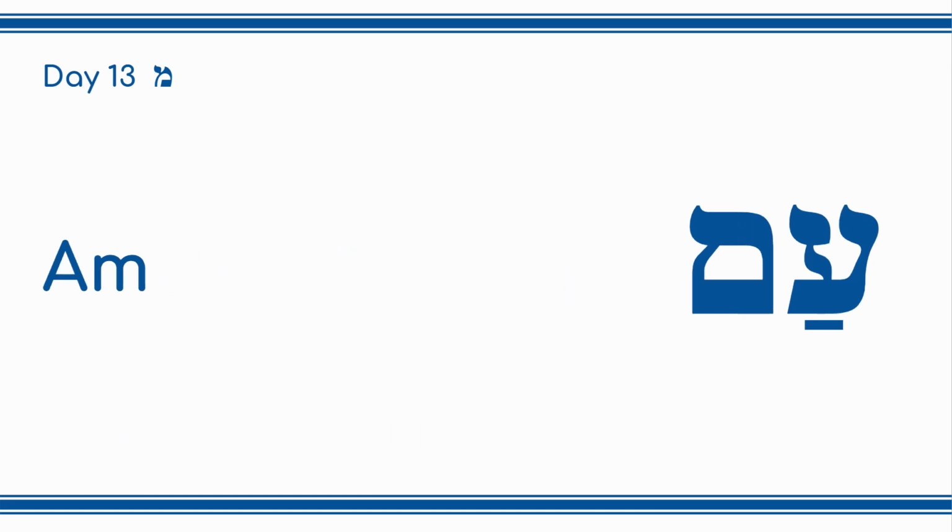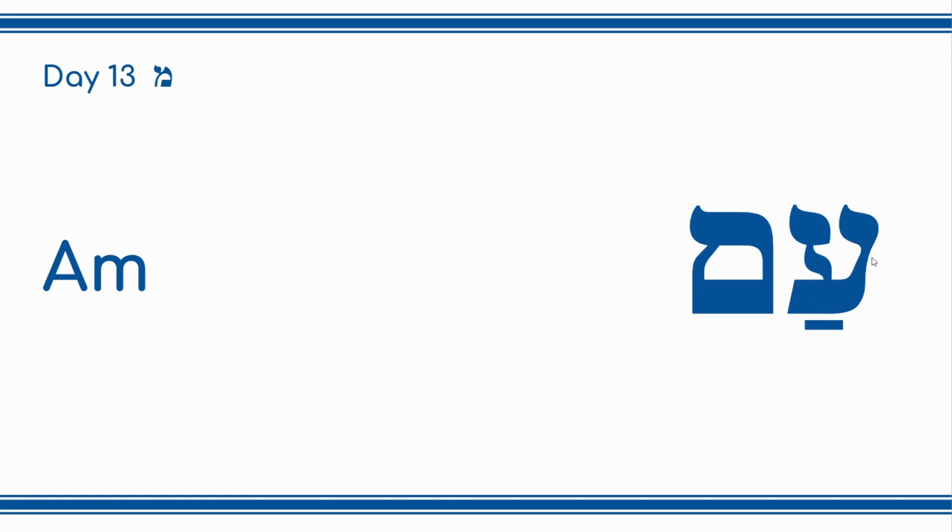Now we're going to look at another word here, and this is where the letter mem is at the end of the word, you can see here. You have this letter here, it's ayin, and ayin is silent. It's one of those silent letters like aleph. There are only two silent letters in Hebrew, and that is ayin and aleph.